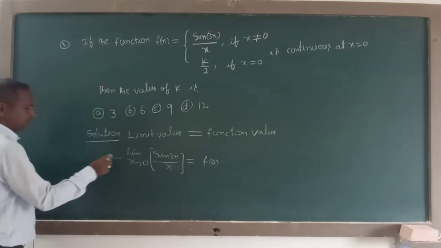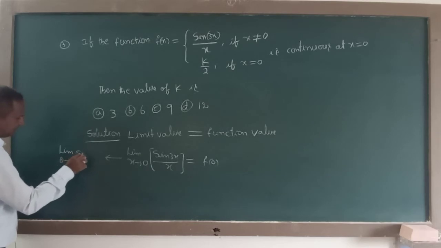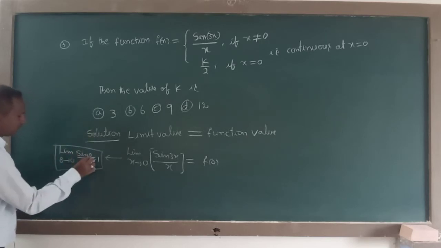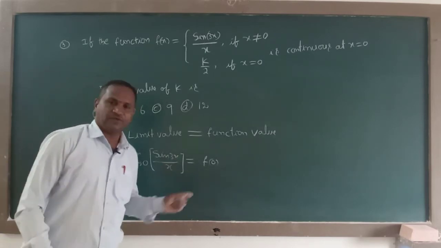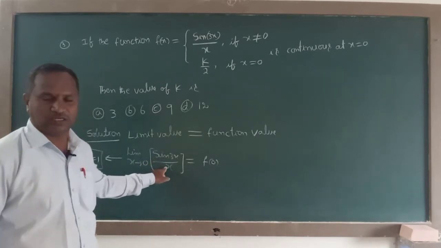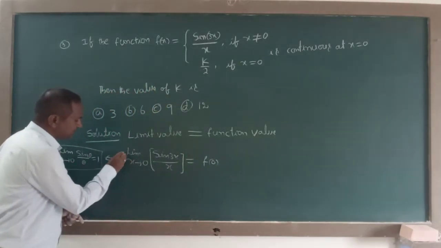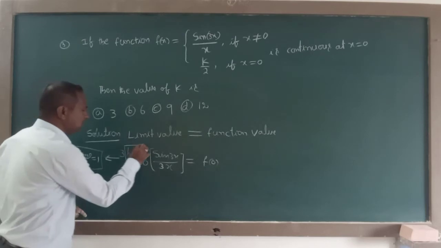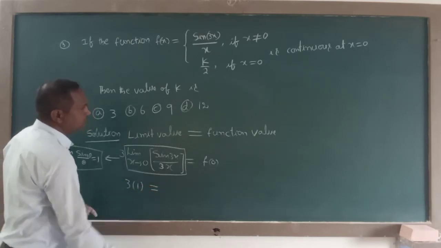Convert this left hand side into the form of the formula: limit theta tends to 0, sin theta by theta is equal to 1. We must convert the LHS part into this form. Because if you observe, in the left hand side part, sin 3x by x is there. We should get 3x also in place of the denominator. For getting 3x here, multiply and divide by 3 on the left hand side part. That's why this whole part can be written as 1. That is 3 into 1 is equal to f of 0.